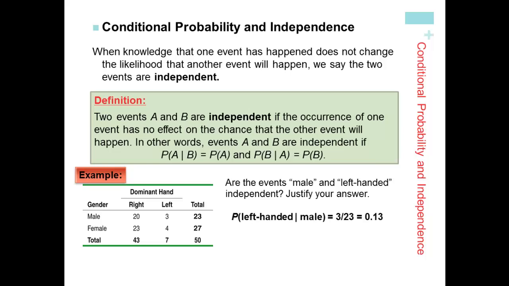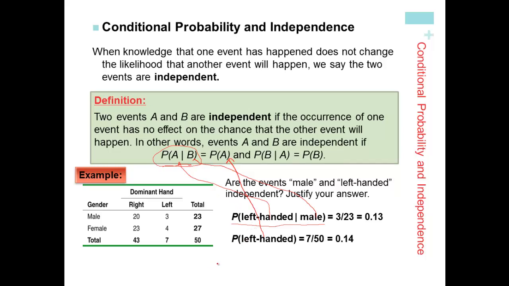So what I'm going to do is find the probability of being left-handed given that the person is a male. So there are 3 left-handed males divided by a total of 23 males, which is 0.13. And now I'm going to compare this to the probability of being left-handed. The first probability was the probability of A given B: left-handed given that they were a male.